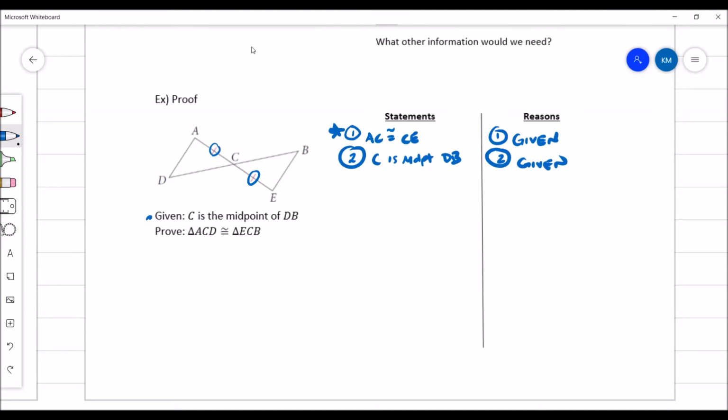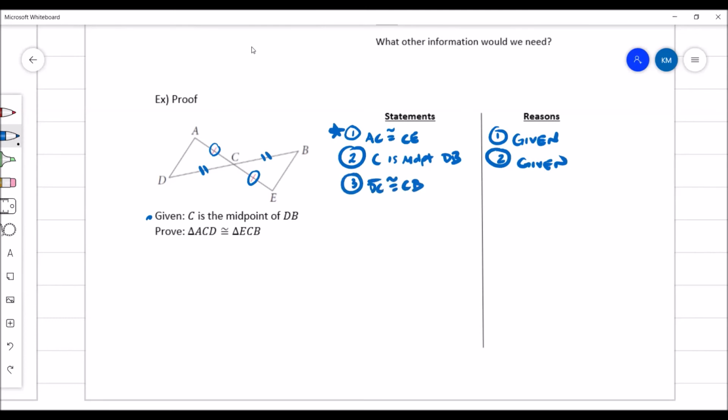If I'm not able to mark it, that should lead me to think I can do more with this information if it's important. So here, there's nothing I can mark to say that C is the midpoint of DB. So I have to think, how can I build on this information? If C is the midpoint of DB, what does that tell me? Okay, C is the middle of DB. That must mean that DC is congruent to CB.